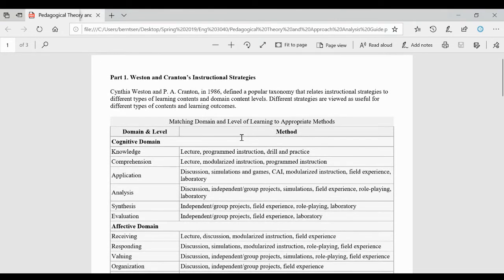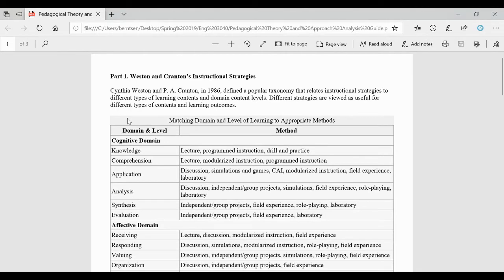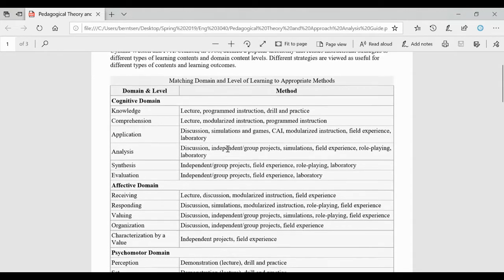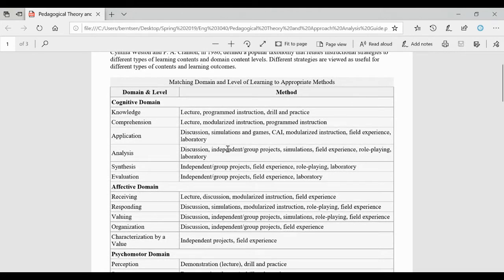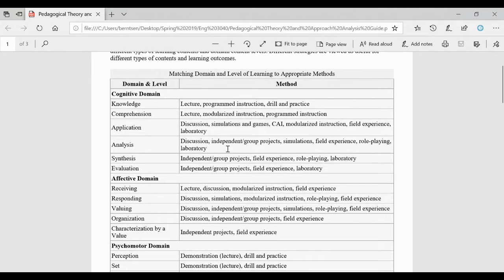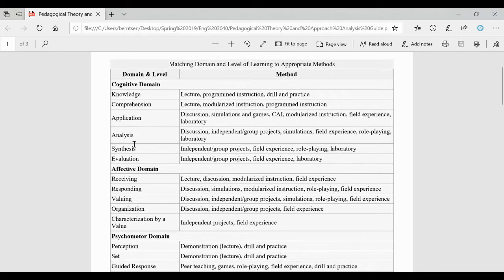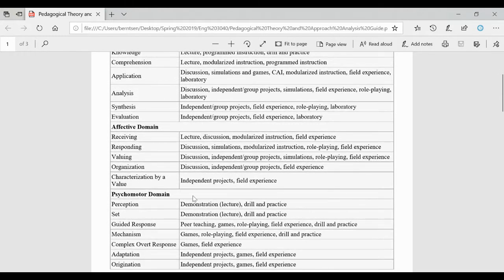Because, for those of us who are preparing to teach either at the elementary or secondary ed levels, but even in college, you still want to be aware of a couple of different pedagogical approaches and methods when you are building lectures and so forth. So they divided it between domain, and then level, and then method. So there's a cognitive domain, affect domain, and then psychomotor domain.